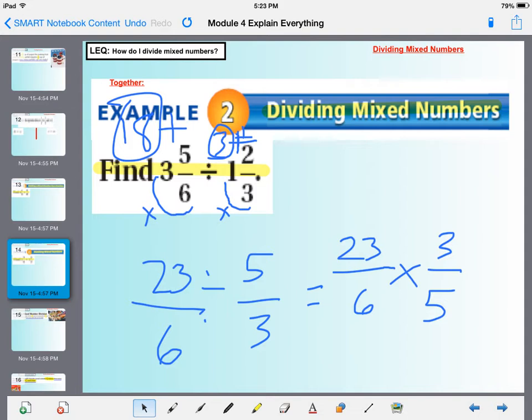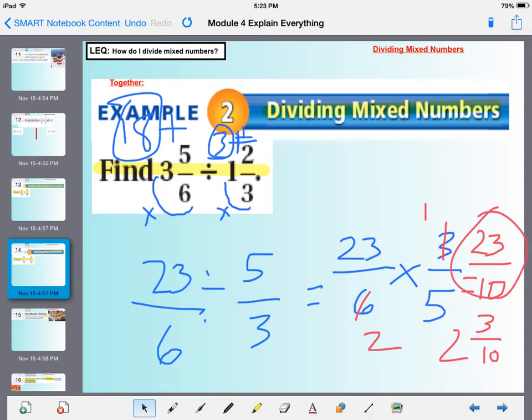And let's see. We definitely can simplify. 3 goes into itself 1 time, goes into 6 twice. And that's pretty much it. We're left with 23/10. Now, if we were putting this in ScoopPad, we would leave it 23/10 because that's how the system likes it. If it asked you to simplify it, then you would go ahead and convert this to 2 3/10. But if it does not, then go ahead and leave it as an improper fraction, 23/10.